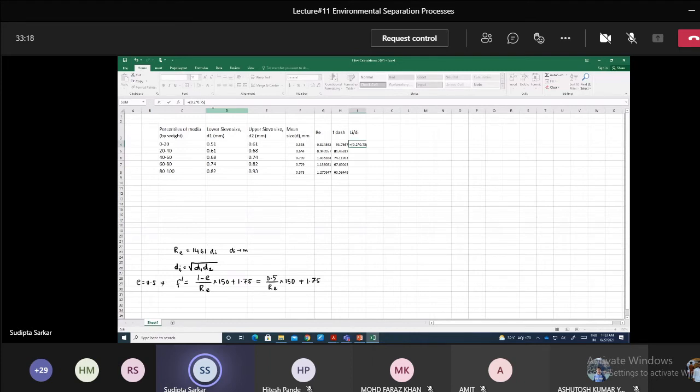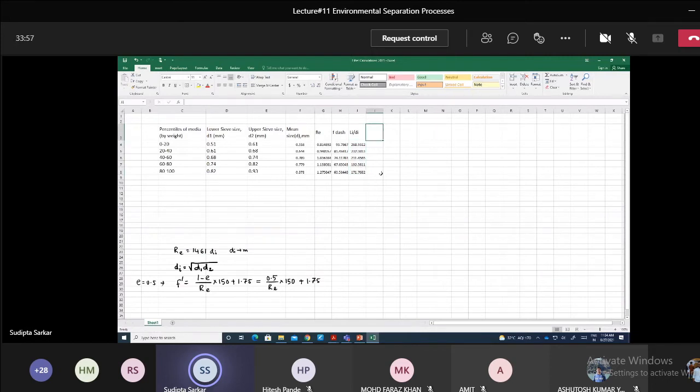Now divide it by Di. What is Di? Di is in millimeter, so we have to convert it into meter. So divide it by 1000. All right, so with me. All right, so we have found out Li by Di right here. So this is our column.